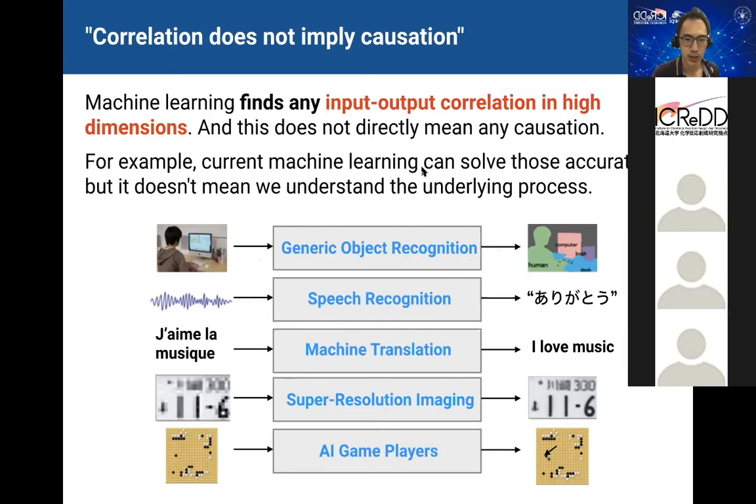For example, current machine learning can solve all of these tasks with very high accuracy, but still we don't know what is going on inside. For example, we can recognize objects in visual images, but we are not sure what is going on inside our brain. But anyway, machine learning can solve this task, and the way can be different from what happens in our brain. It uses the input-output correlation inside the given training data, but this does not mean causation, cause and effect.